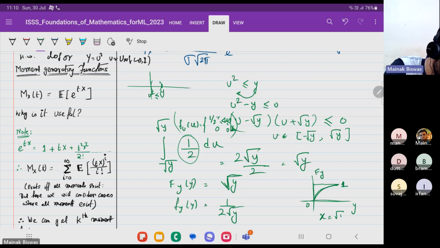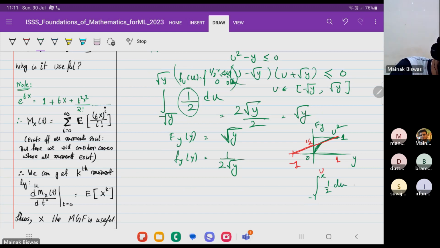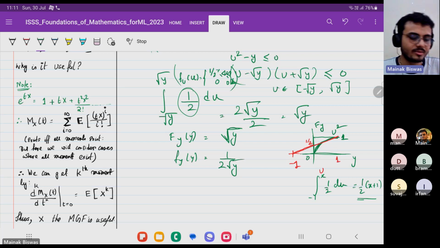So x is equal to root y, if I say y is equal to root x, so y square equals x. So it's like this, your function will be like this. Although, this is your u square function. Although your u function was something like this, do you agree? This was half, minus 1 and 1. This was for u. And this is for u square. Right? U was a linear function. So if you integrated between minus 1 and x, you would get nothing but half into x minus x plus 1. Is it right? Correct? This is for u, the CDF of u.